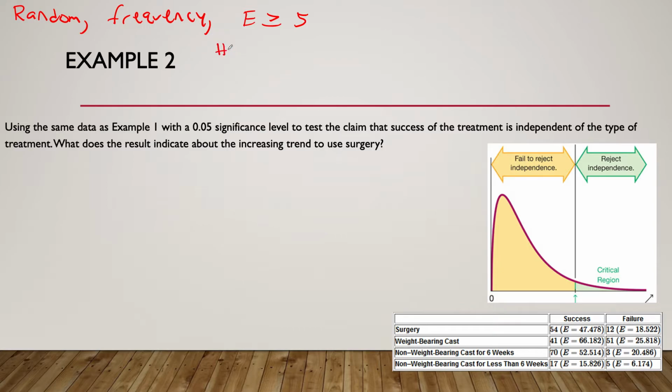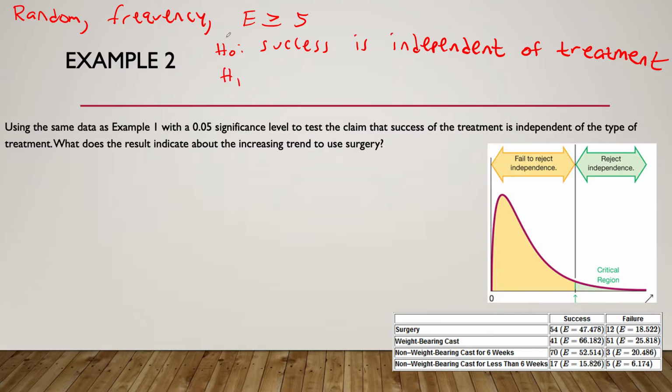The null hypothesis is that success is independent of treatment. And the alternative is that success and treatment are dependent.